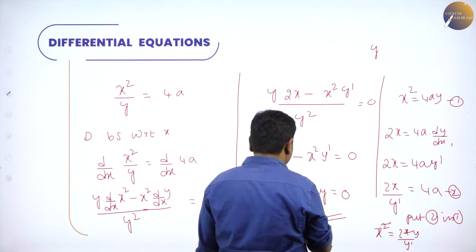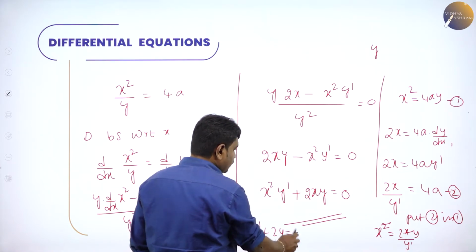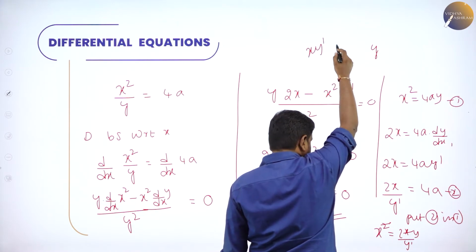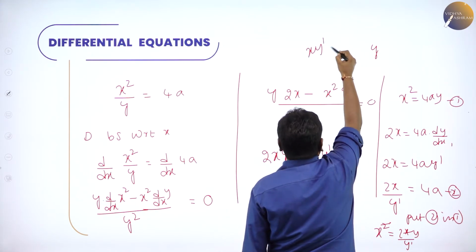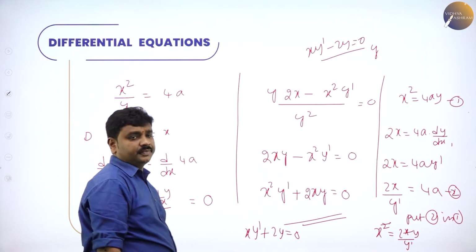Here also you can divide both sides by x. If I divide both sides by x, I'll get xy dash minus 2y equal to 0. So one x cancels, you'll have xy dash minus 2y equal to 0. Same. Any method is fine.